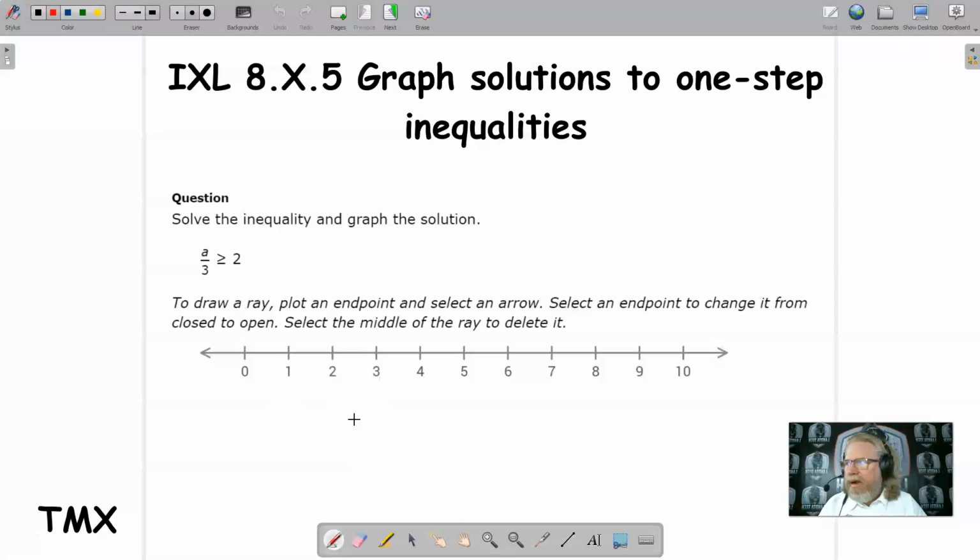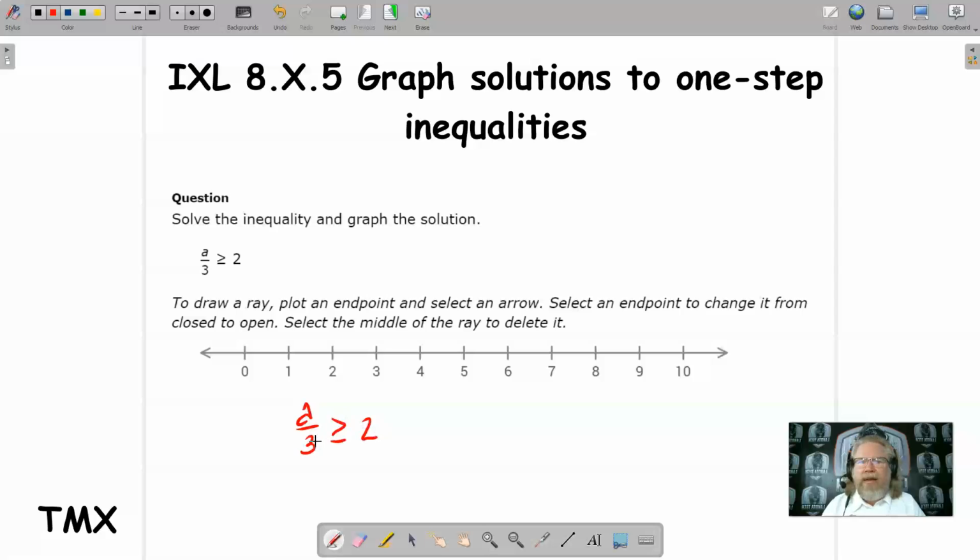I'm going to rewrite the problem here. We need to solve it, and then we're going to graph it. Now, we've graphed inequalities before, so the graphing part we're familiar with. So we're focusing more so on the solving part, and then we're just representing our answers using a graph instead of writing the inequality. So we have a over 3 is greater than or equal to 2.